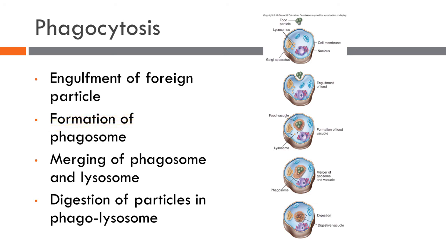The first thing that happens is that the foreign particle is engulfed by a piece of invaginated plasma membrane. This is called a phagosome. You can see the particle inside a little vacuole. The lysosome is going to merge with the phagosome. And remember, the lysosome is filled with digestive enzymes. It's going to break down anything inside that phagosome. Once the foreign particle has been broken down, the cell can decide what to do with the pieces.